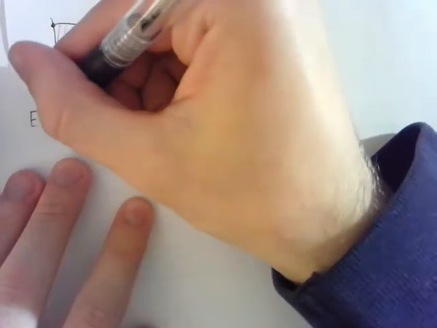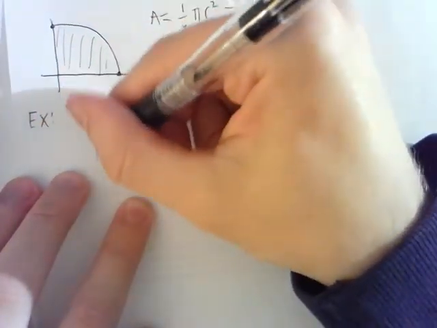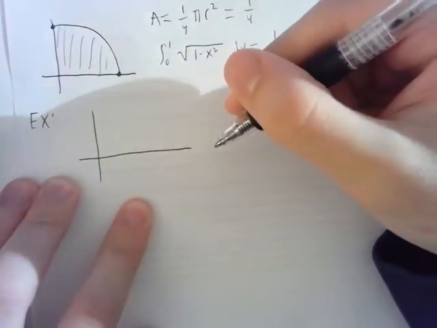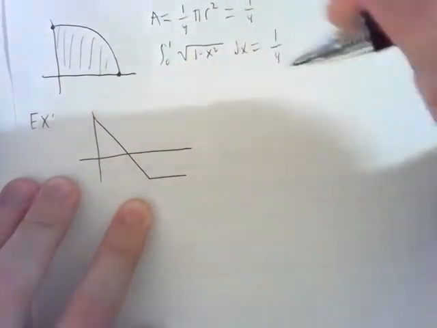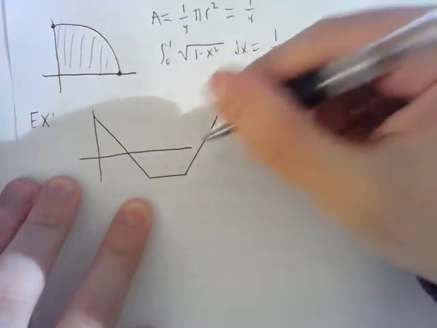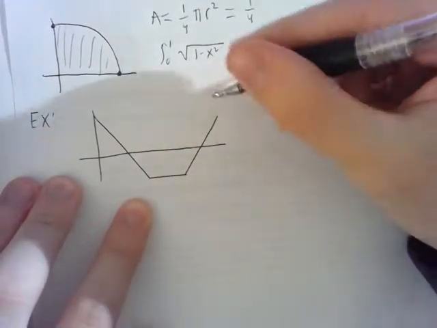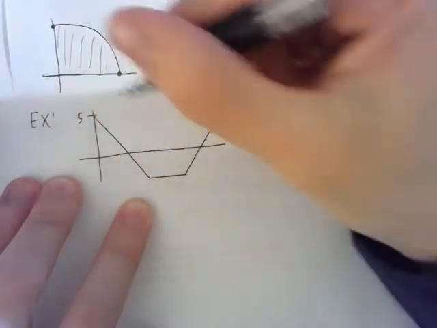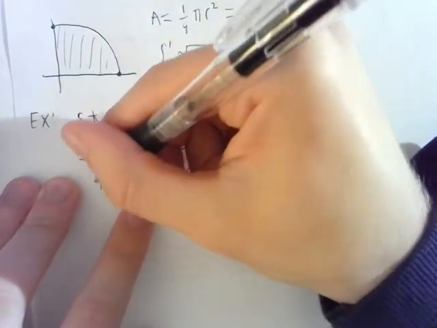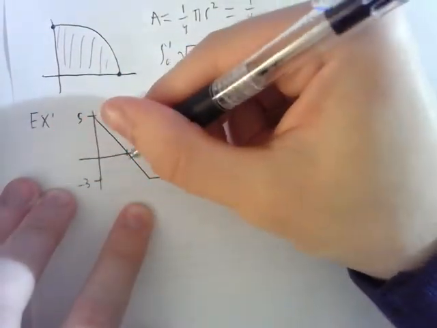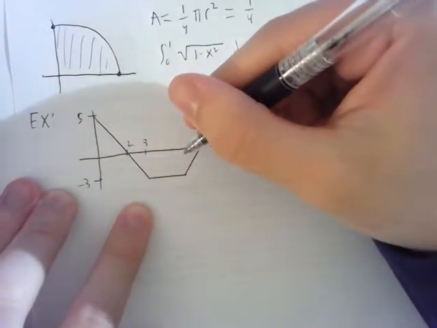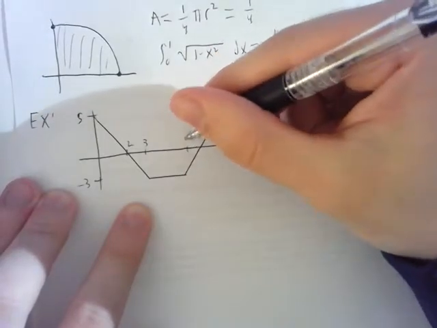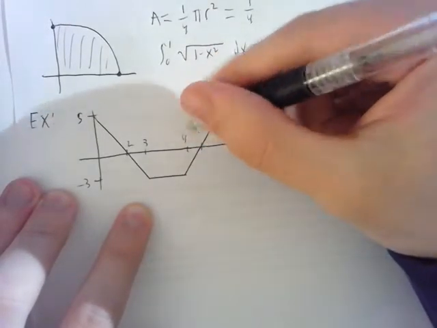Let's do another example. Let's suppose I have a function which is a piecewise linear function. So it goes down like this, then it's constant for a while, then it comes back up. Let's say that this height here is 5. This height down here is -3. This point will be 2. This point will be 3. This point will be 4. This point will be 5.